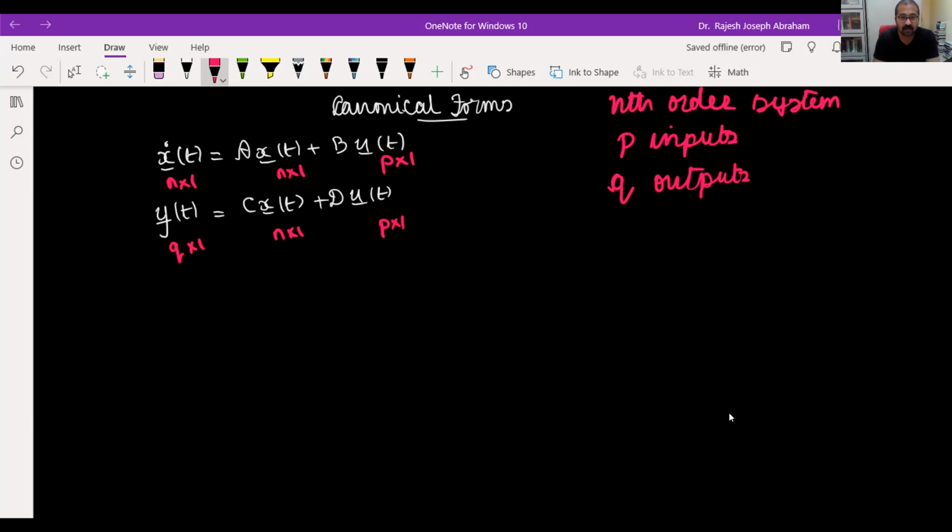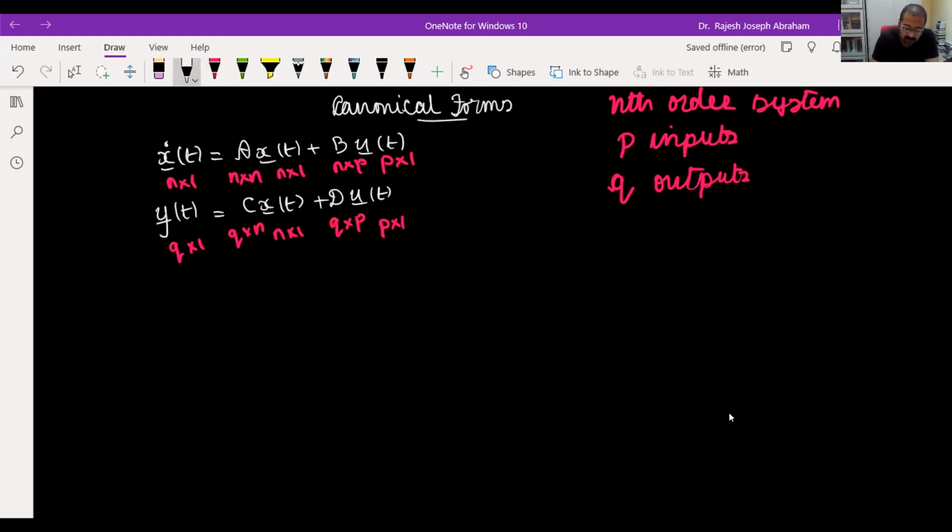So what is the dimension of A? How many rows and how many columns? N rows and n columns, n cross n. What will be the dimension of the B matrix? There will be n rows and p columns. What will be the dimension of the C matrix? There will be q rows and n columns. And finally, the D matrix will have q rows and p columns. It will be q cross p.